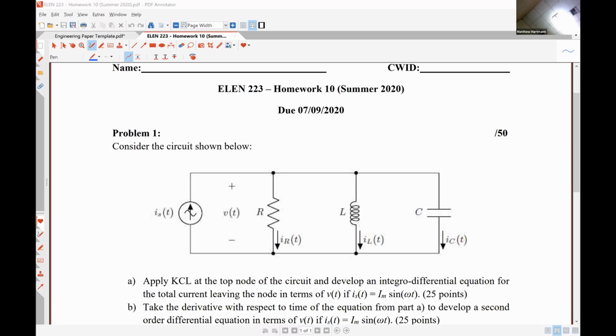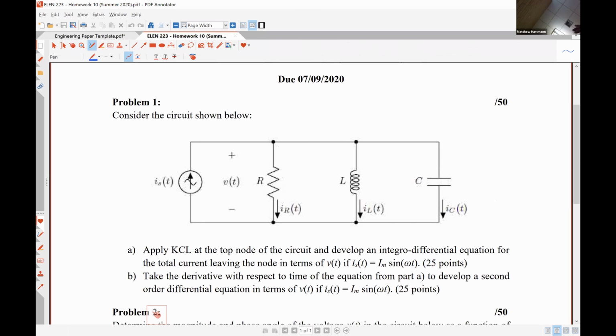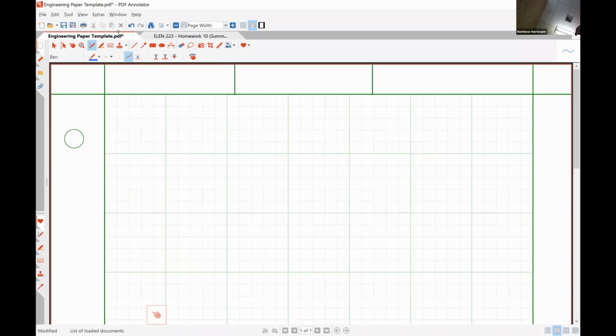So if we look at homework problem number 1, it asks you all to apply Kirchhoff's current law at the top node of the circuit, and develop an integral differential equation for the total current leaving the top node in terms of the common voltage V of t for a specific source current that is a sinusoidal function. So let me draw our circuit here.